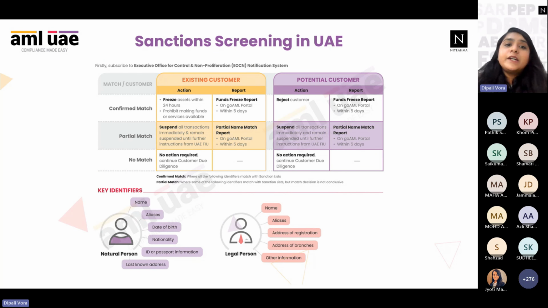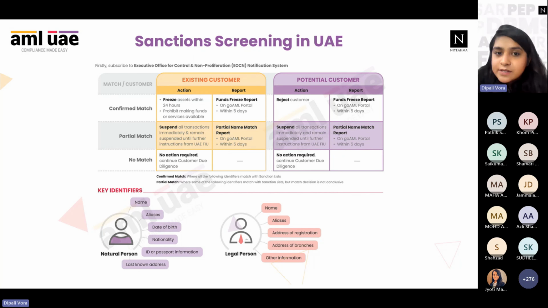When we subscribe to that notification, we will receive regular updates. Regular updates mean if there is any update on the UNSC consolidated list or UAE local terrorist list, we will receive an email notification stating that maybe 4 names added, 10 names added, 6 names amended. So this kind of email will be sent to you to make sure that you are updated with any changes which are made in the sanction list. Once you receive such emails, our obligation again is to make sure that no names from the sanction list match with our customer database.